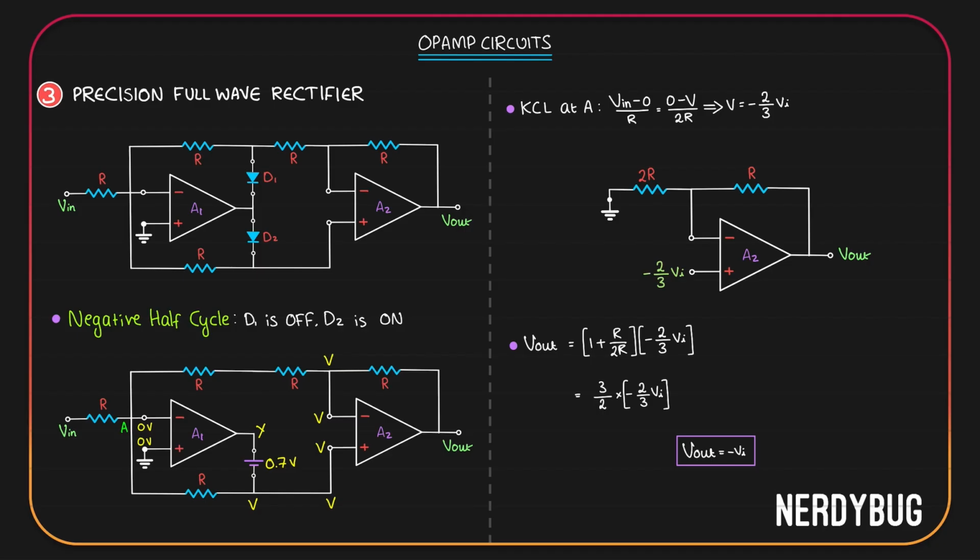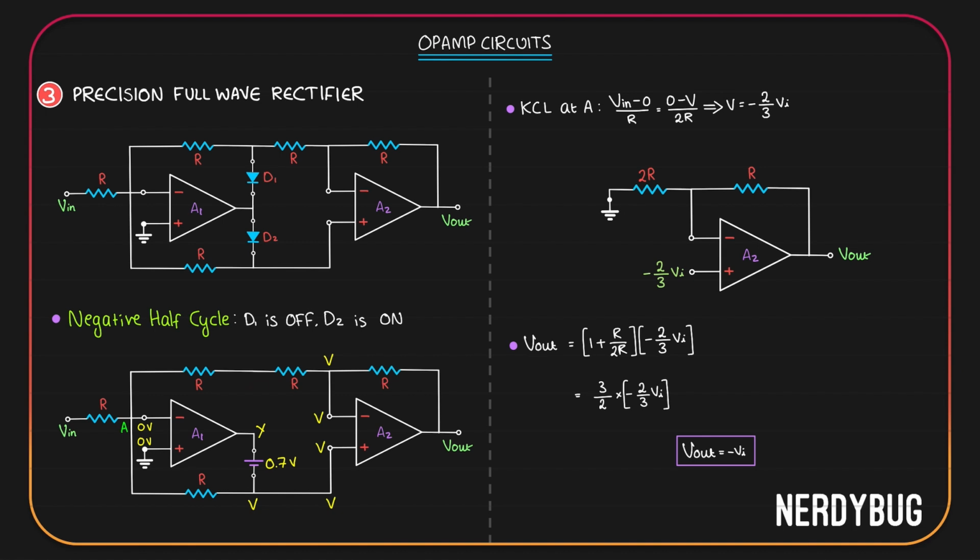Don't we also have to explain how the diode having a knee voltage of 0.7 will not affect any of this? That's like the whole point of having a precision rectifier. Well, it is quite simple.